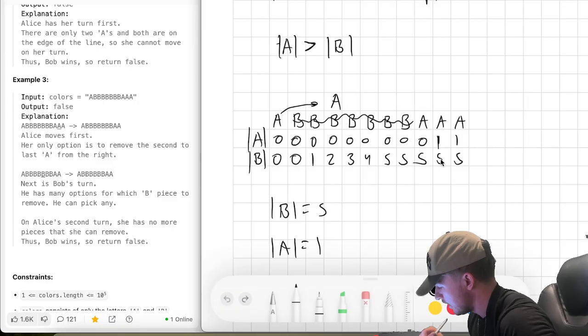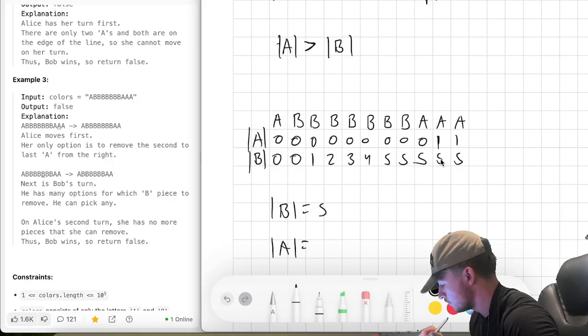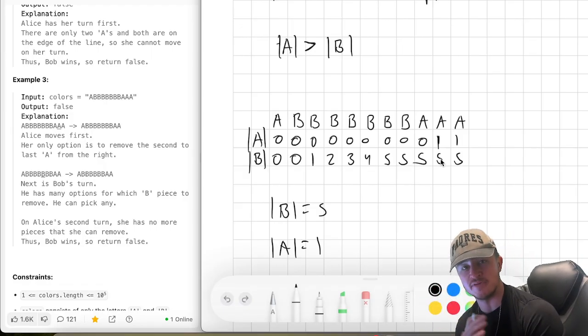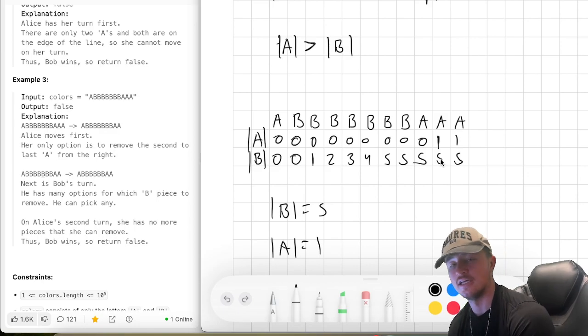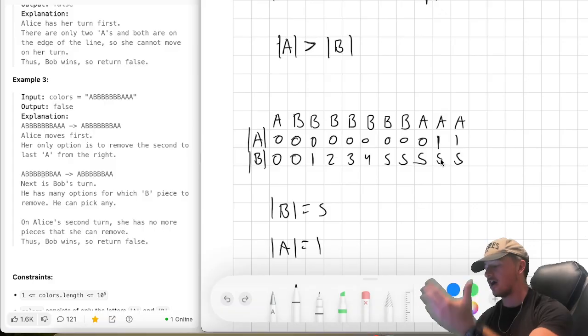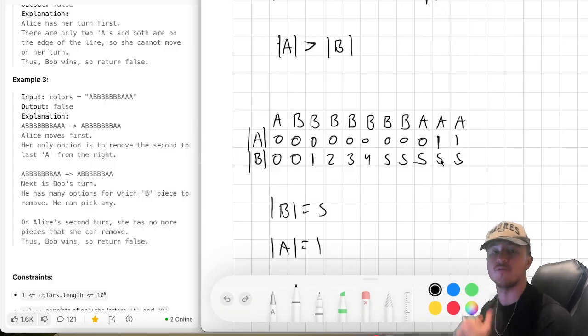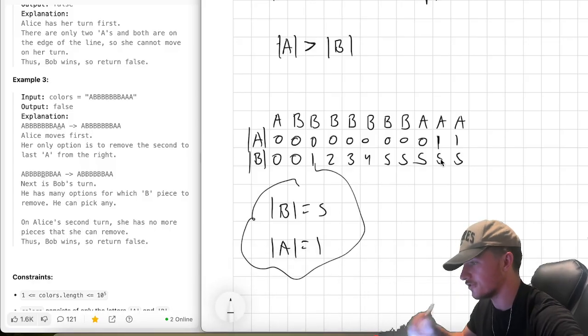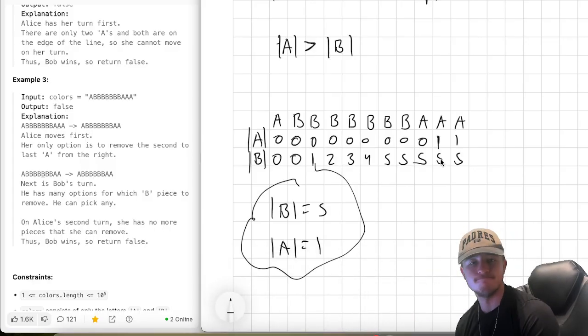But what if things get adjacent that weren't adjacent before, and that causes a new element that can be removed, right? What if Bob makes a move that causes Alice to be in a position where now she can remove an additional piece, right? What if this situation changes? Well, it doesn't change, right?